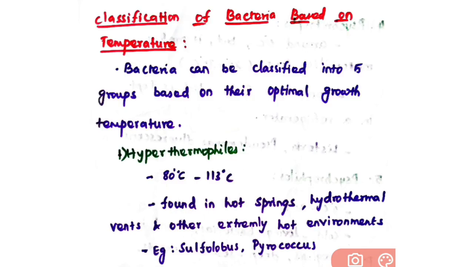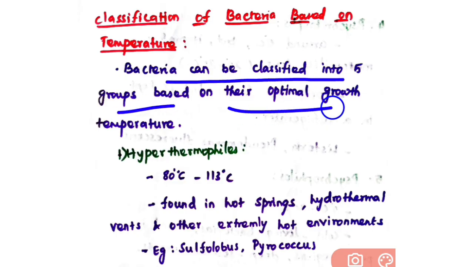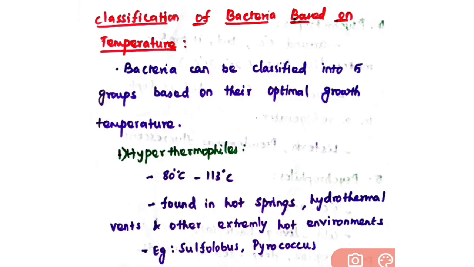In this video we are going to see classification of bacteria based on temperature, pH and salinity. First, let's see classification of bacteria based on temperature. Bacteria can be classified into 5 groups based on their optimal growth temperature, that is the temperature at which it can grow.